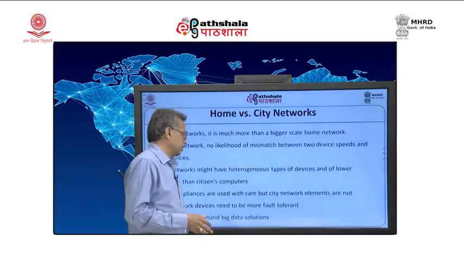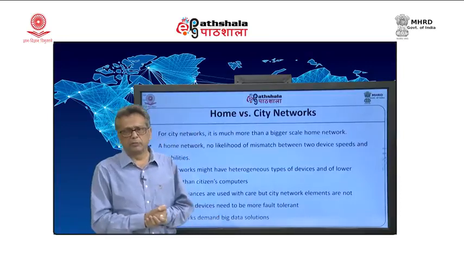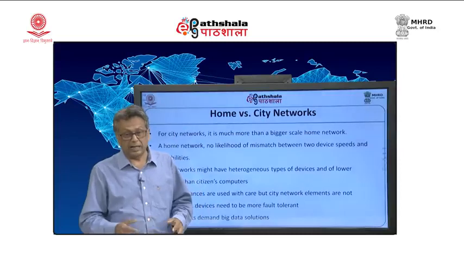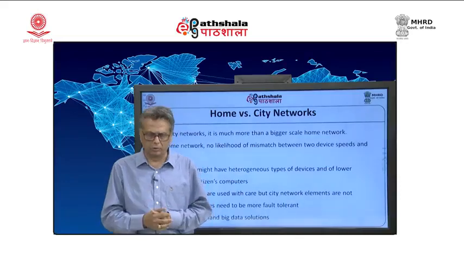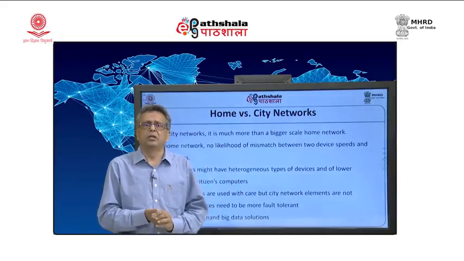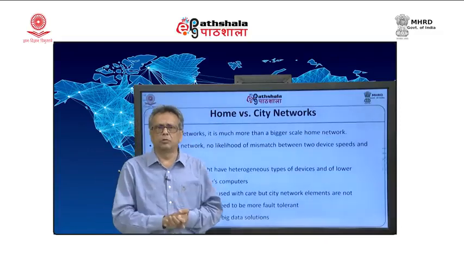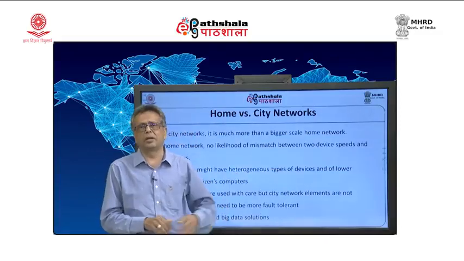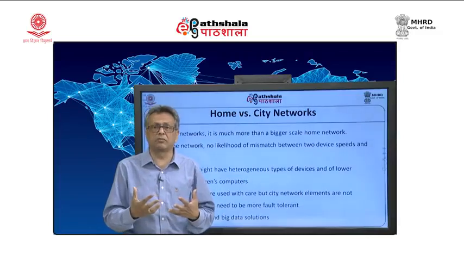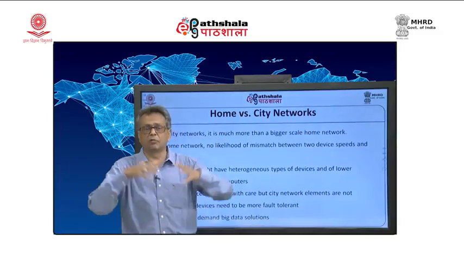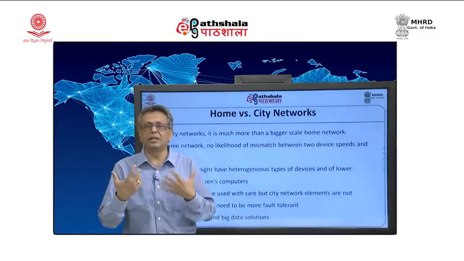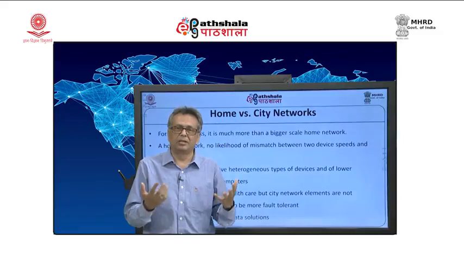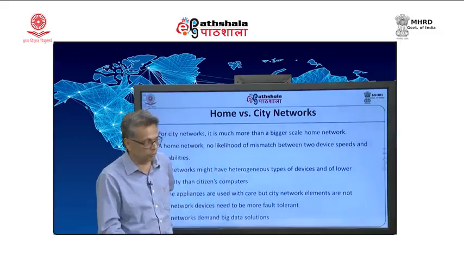And obviously, city devices need to be more fault tolerant. And when the data is huge and you need to process that data that fast, it demands something called big data solutions. I am not talking about big data, and you better pick up some other course if you want to learn about big data, but you can see that it is quite related. The amount of data is huge, the data is coming from various devices, there is no structure in most of the cases, and it is continuously coming. So, this is called big data. That is a very hard problem to solve.